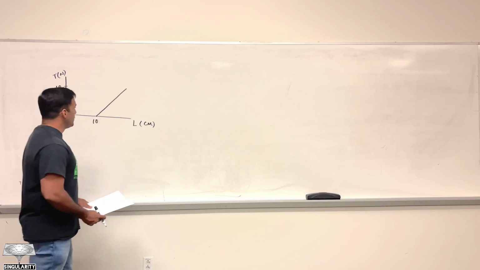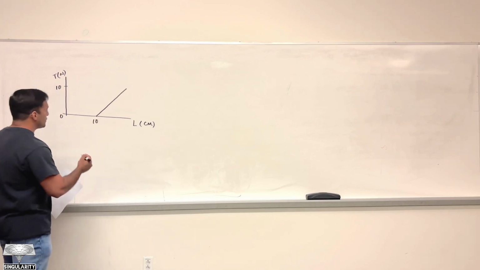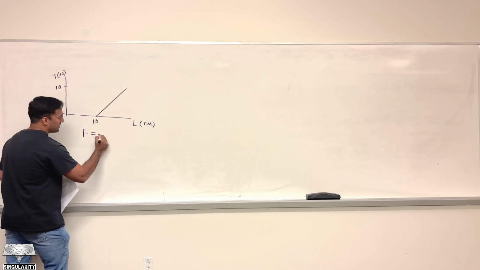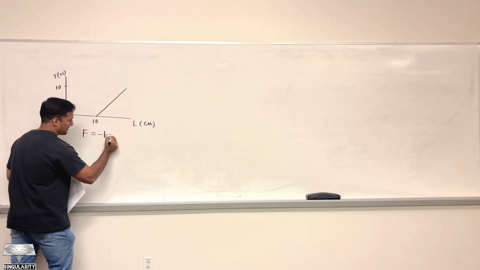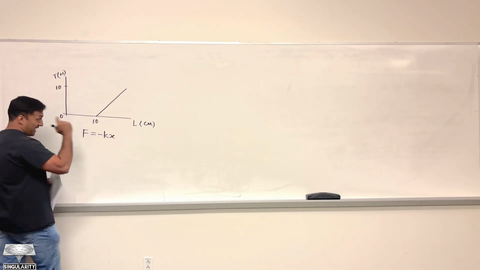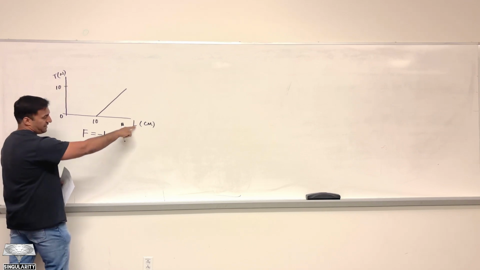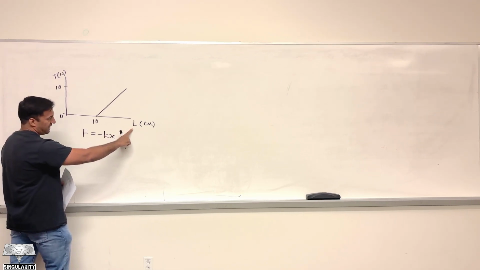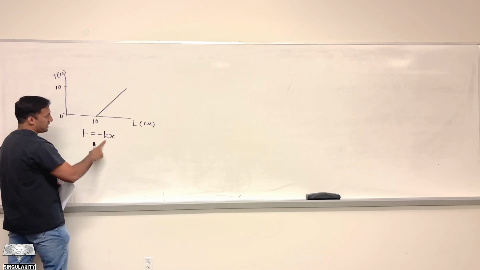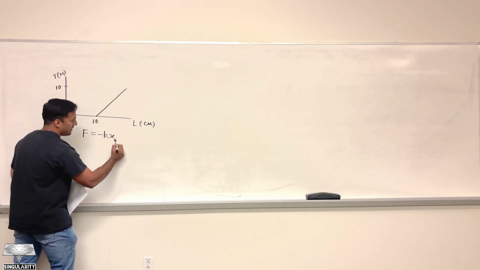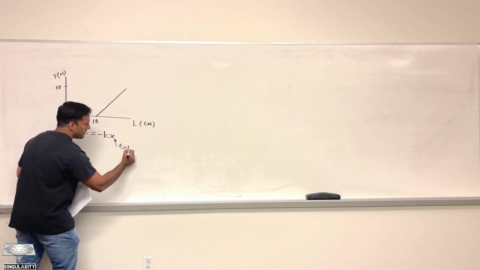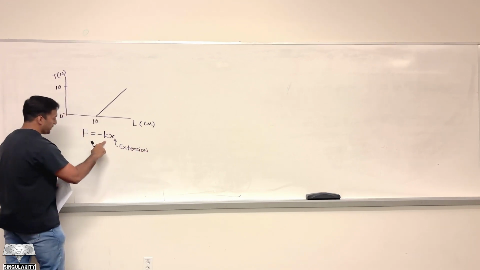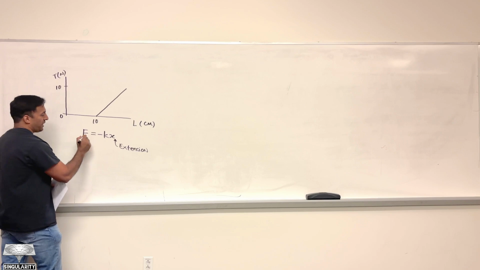And I can give you a mathematical form of Hooke's law. It is F equals minus K times X. So X is the extension here. In this plot, it's represented by length L. K is the spring constant, so this is the extension, this is the spring constant, and this is the applied force.